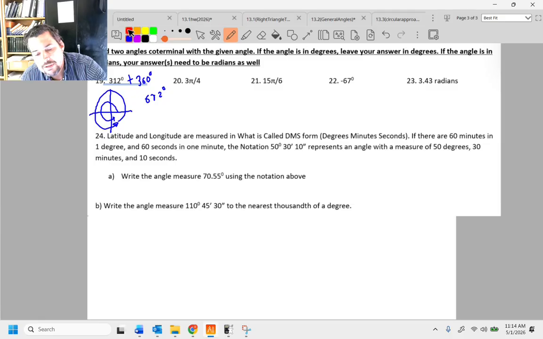The other way of doing this is thinking about the negative rotation that takes you to the same location. And that would be found by doing 312 minus 360, which would be negative 48 degrees. Easy peasy. Now, when you start talking about radians, all you do is add or subtract twice pi.